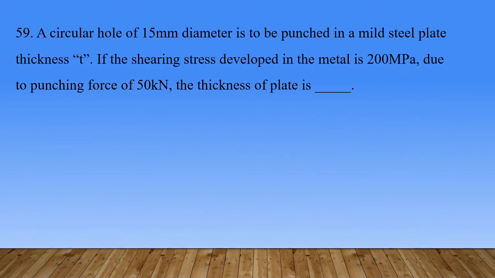Question number 59. A circular hole of 15 mm diameter is to be punched in a mild steel plate of thickness T. If the shearing stress developed in the metal is 200 megapascal due to a punching force of 50 kN, the thickness of the plate is option A 4.51 mm, option B 5.31 mm, option C 6.31 mm, option D 4.31 mm. The correct answer is option B, that is 5.31 mm.